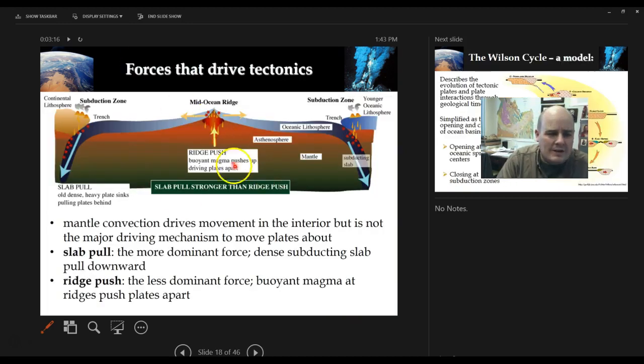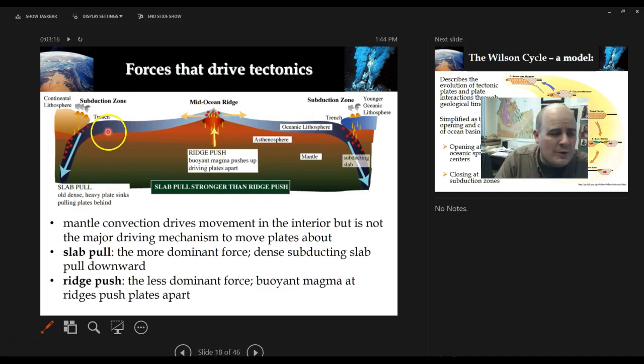Now, once that ridge push, that buoyant magma, pushes up, driving the plates apart, remember this is hot, as it goes away, it cools off. Now you have this really cold material that's being pushed towards felsic material, therefore it pushes down. And now once you have this really dense material, okay, it's denser than the mantle around it, it wants to pull down. If this pulls down, then it actually pulls everything else with it. And we call this slab pull.